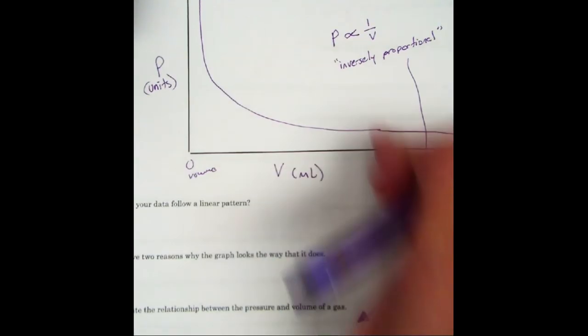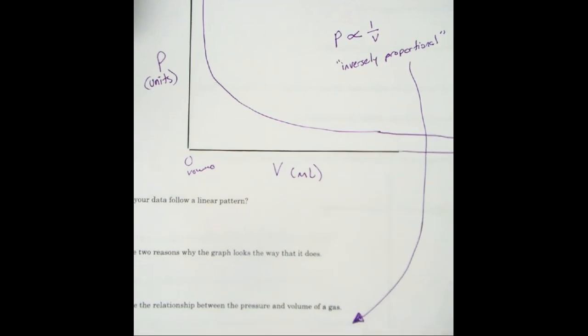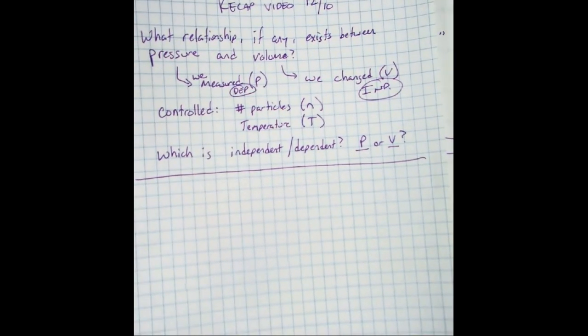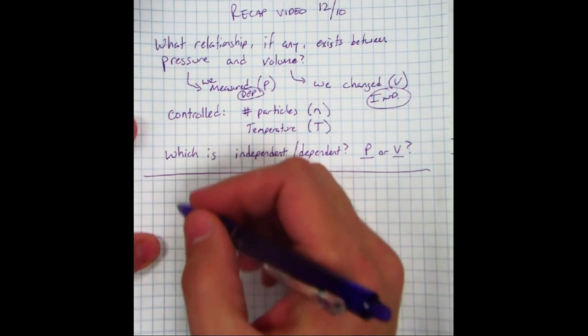And you can state the relationship that pressure is inversely proportional to volume. But what is a proportion and what is an inverse proportion? I'm going to link a website in the description, and you can check that out more, if you don't understand the way I explain it here. But here's a direct proportion.